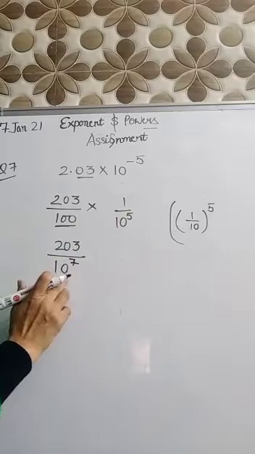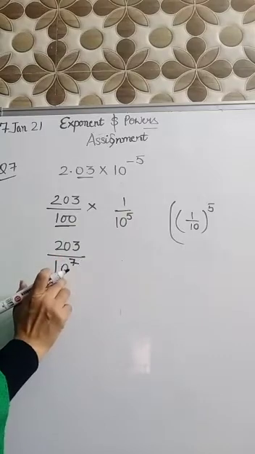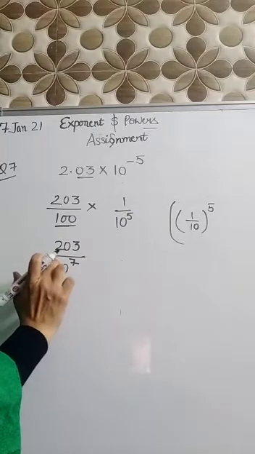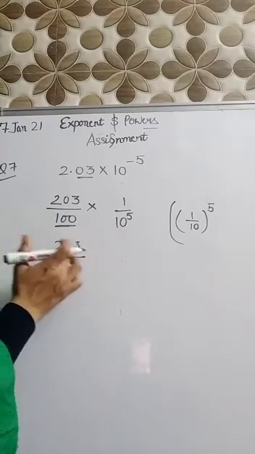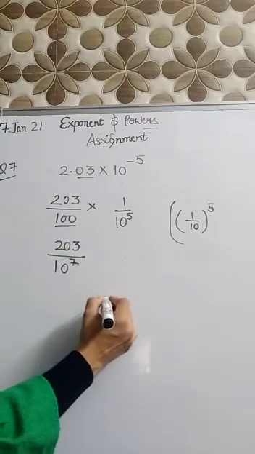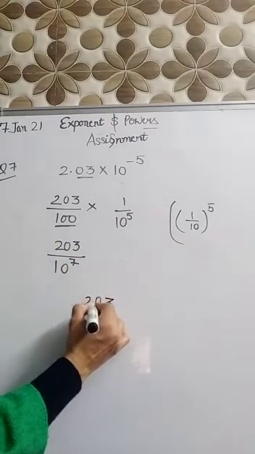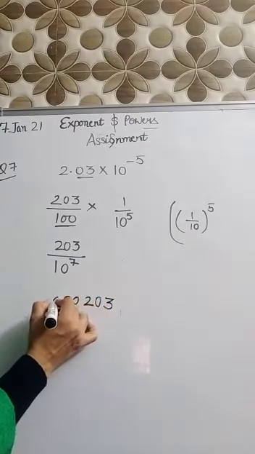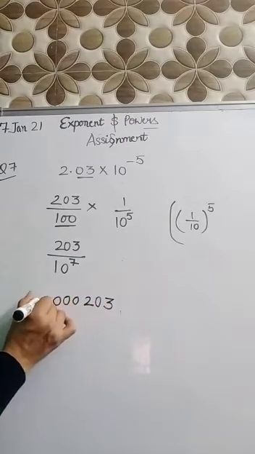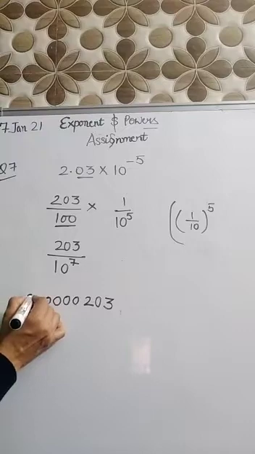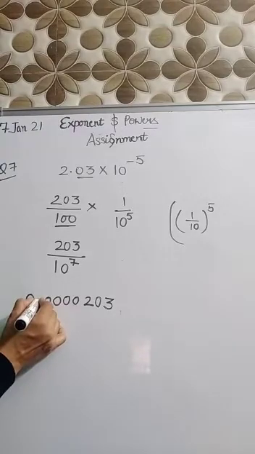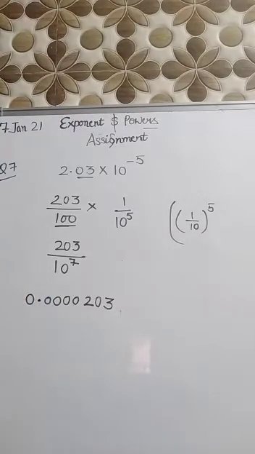Now let's remove this 10 raised to power 7. 7 zeros are there. So if you remove 7 zeros, you will put the decimal before 7 digits: 1, 2, 3, 4, 5, 6, 7, and decimal you will put here, and write 0 here to make this decimal clear.